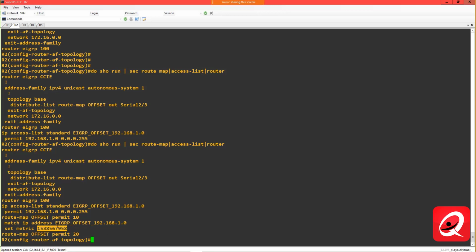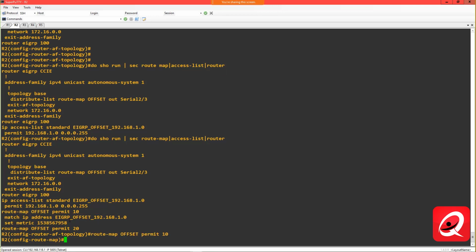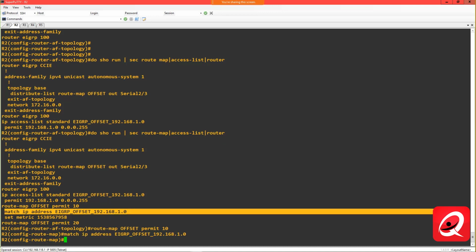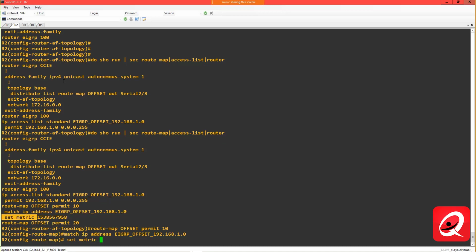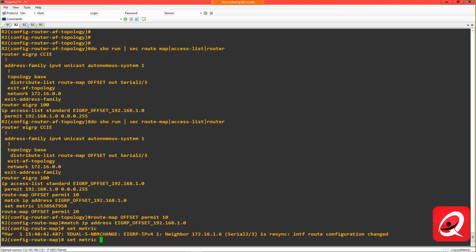In fact, let's go ahead and change it to an easier number to read. Let's do route-map offset permit 10. Match ip address eigrp-offset, set metric, and let's set the metric to, let's see, 1, 2, 3, 4, 5, 6, 7, 8. So 200 million, right? 200 million would definitely make it less. Should have used classic because the dang numbers are so much easier to read.